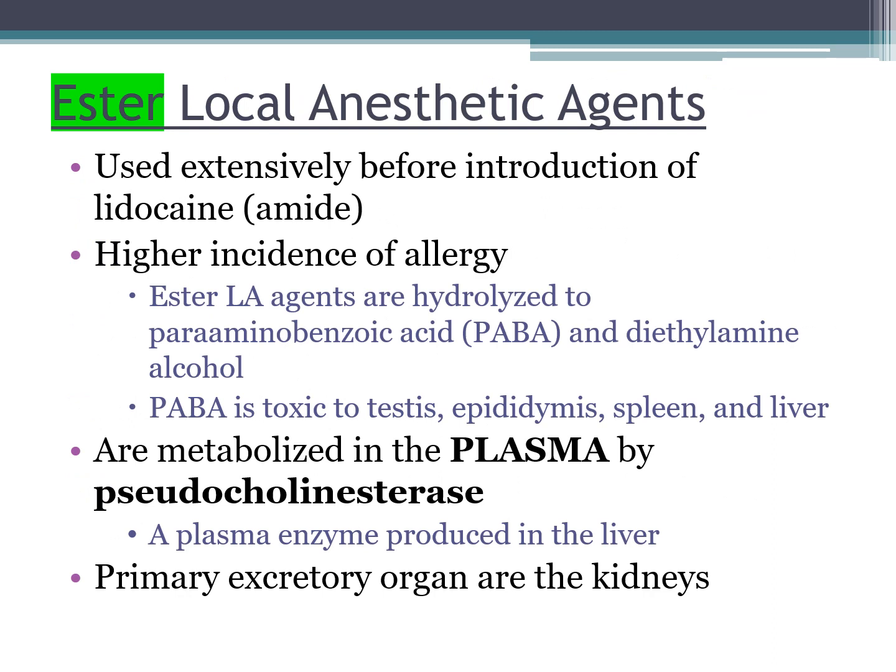Now, the second classification that we're going to talk about is the ester local anesthetic agents. They were used extensively before the introduction of lidocaine and the amides. There's a higher incidence of allergy. The ester local anesthetics are hydrolyzed to PABA and diethylamino alcohol. PABA is toxic to testes, spleen, and liver. They are metabolized in the plasma by pseudocholinesterase, a plasma enzyme produced in the liver. Primary excretory organs are the kidneys.